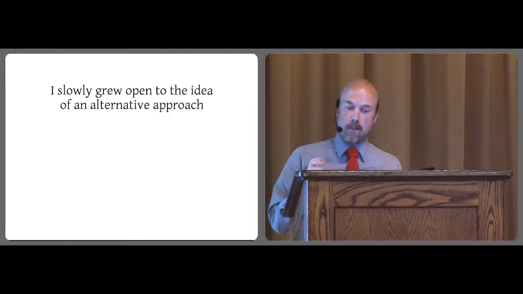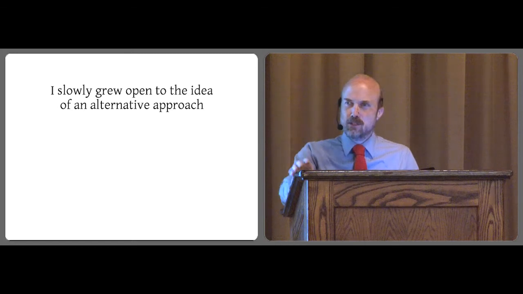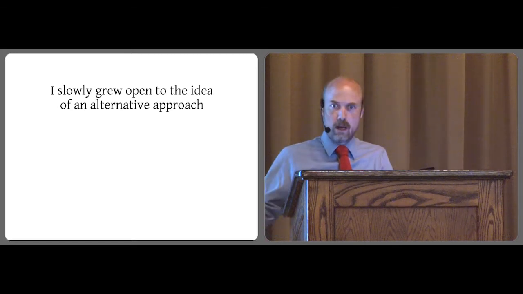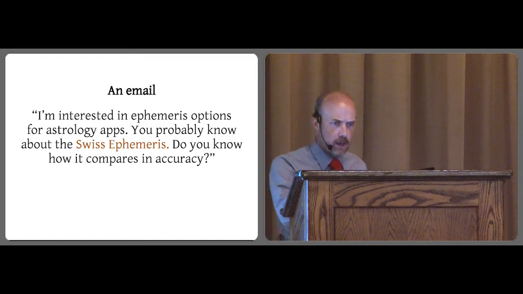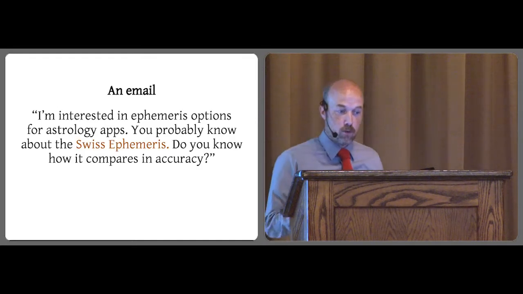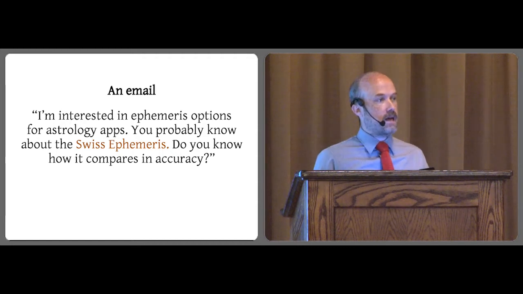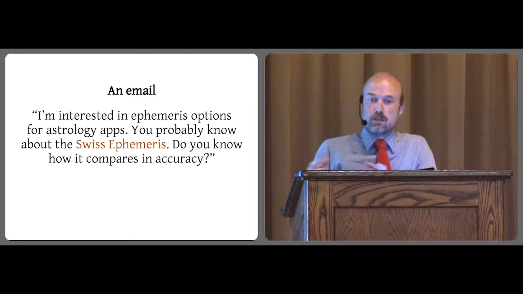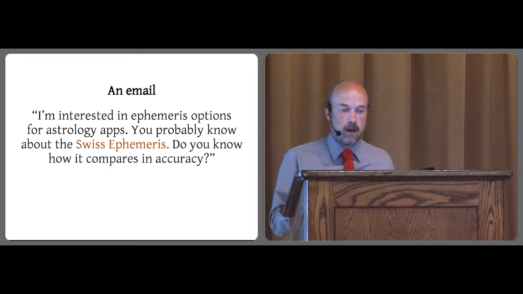So I slowly grew up into the idea of an alternative approach. But I never wanted to pull the trigger because it would just be rewriting what I already had in Python. Then one day I got an email: "I'm interested in ephemeris options for astrology apps." A lot of your email, if you do an astronomy package, is people that are very disappointed with modern astrology and want to try re-implementing the actual stuff from 16th century books to see how those computations worked.